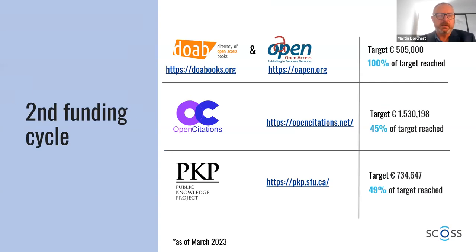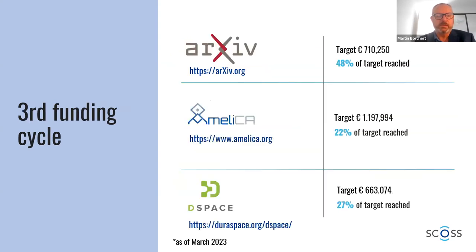In the second cycle, we're working with DOAB and OAPEN and also with OpenCitations and then with PKP. You can see their targets there and they're variously reaching those now, which is good. You can still support those. Third funding cycle, arXiv, Amelica and also DSpace. They've been also open for funding for a little while now and they're variously reaching their targets, but still need more funding.